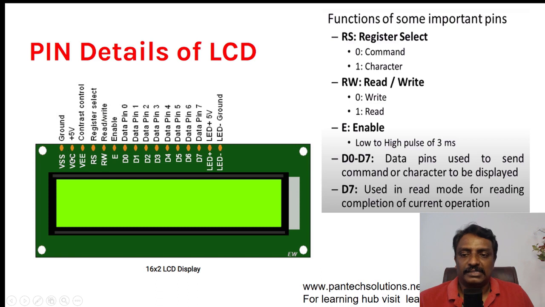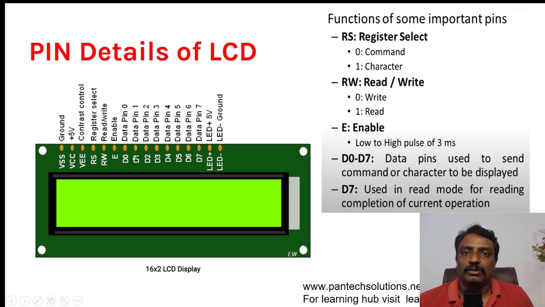VSS is ground and VCC is 5 volt, and VEE is an adjustable voltage which you give for contrast control. RS stands for register select, RW stands for read and write, E stands for enable, and D for data.